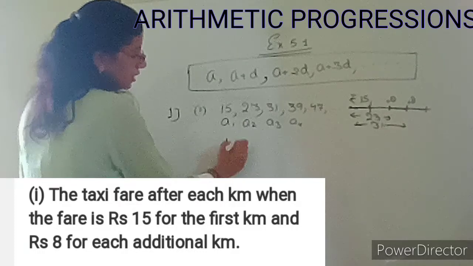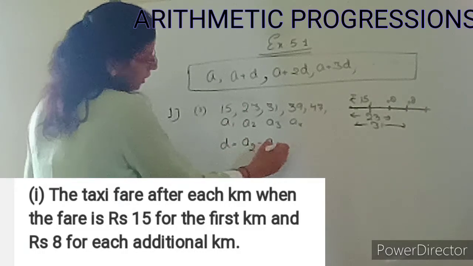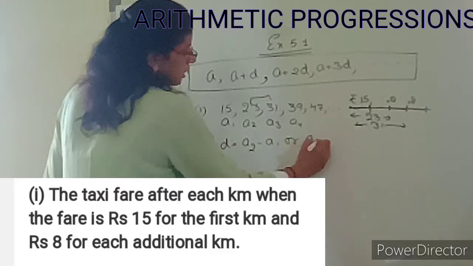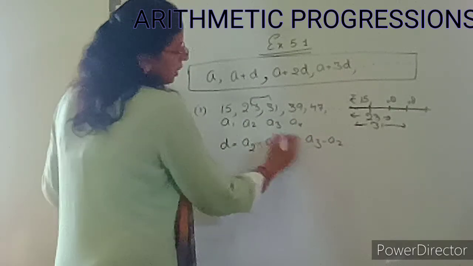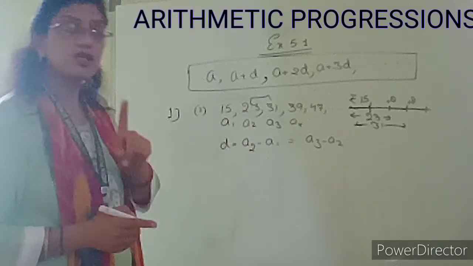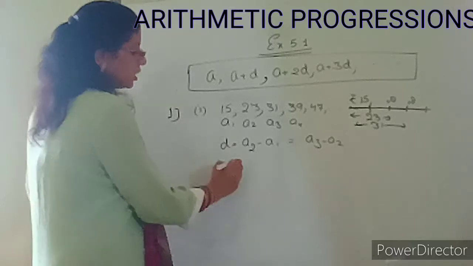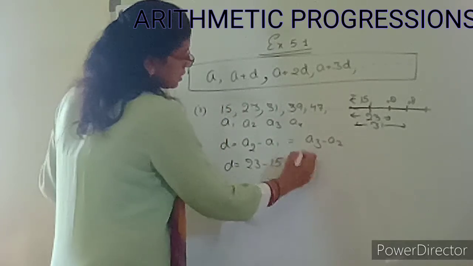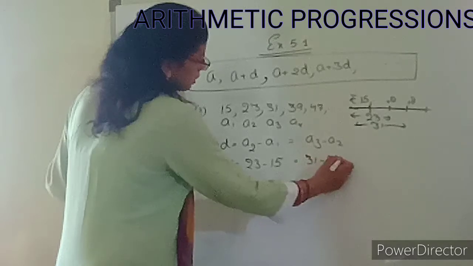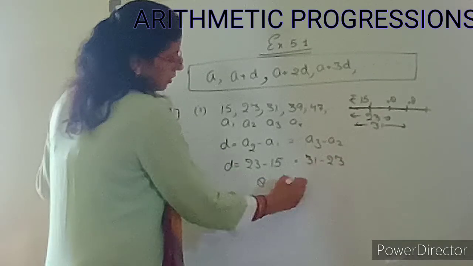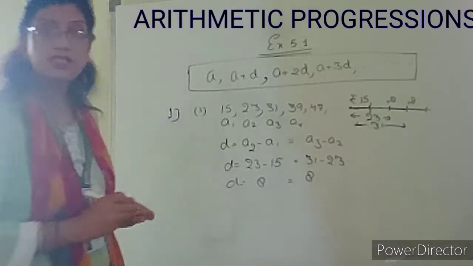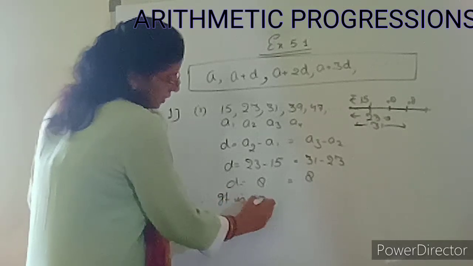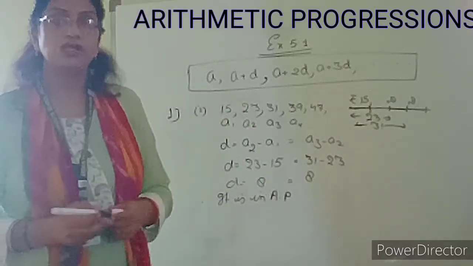So how will you find the difference? Difference is A2 minus A1. If you subtract these, you get the difference between the two. And we can say A3 minus A2; these differences should all be equal. So if the differences are equal, it will be in AP. If the differences are not equal, it is not in arithmetical progression. So the difference A2 minus A1 is 23 minus 15, and here the difference is 31 minus 23. 23 minus 15 is 8, and this is also 8. So the difference is the same. As the difference is coming equal, therefore it is in AP, arithmetical progression. Okay, so this is your first part.